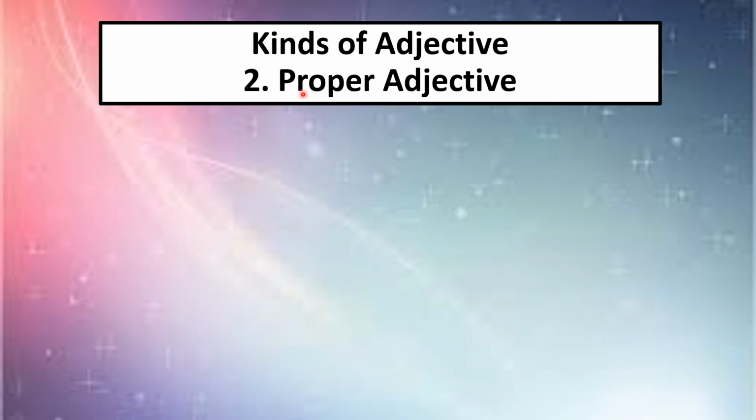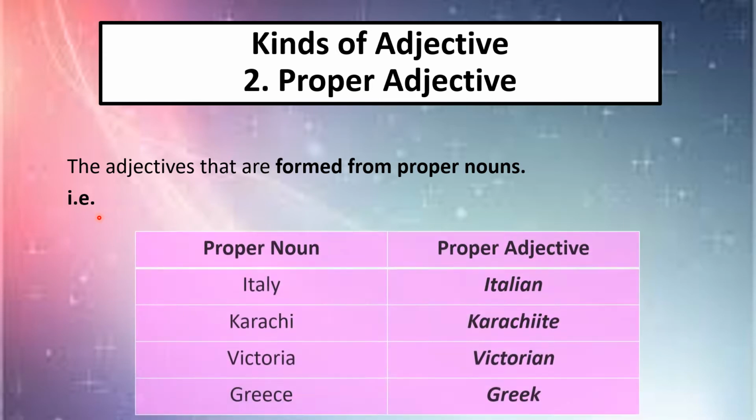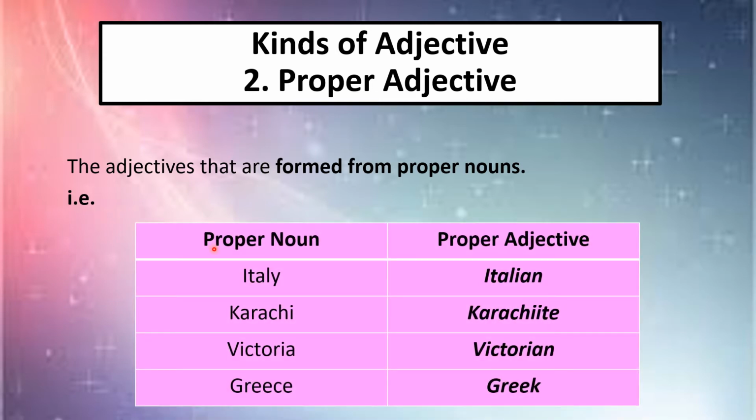Okay, let's talk about the second kind of adjectives, which are known as proper adjectives. The adjectives that are formed from proper nouns are known as proper adjectives. See the table. Here you are given proper nouns and here their proper adjective forms are written. From Italy, which is a proper noun, you can form proper adjective, which is Italian. Karachi is a proper noun. You can form proper adjective from it, which is Karachiite.